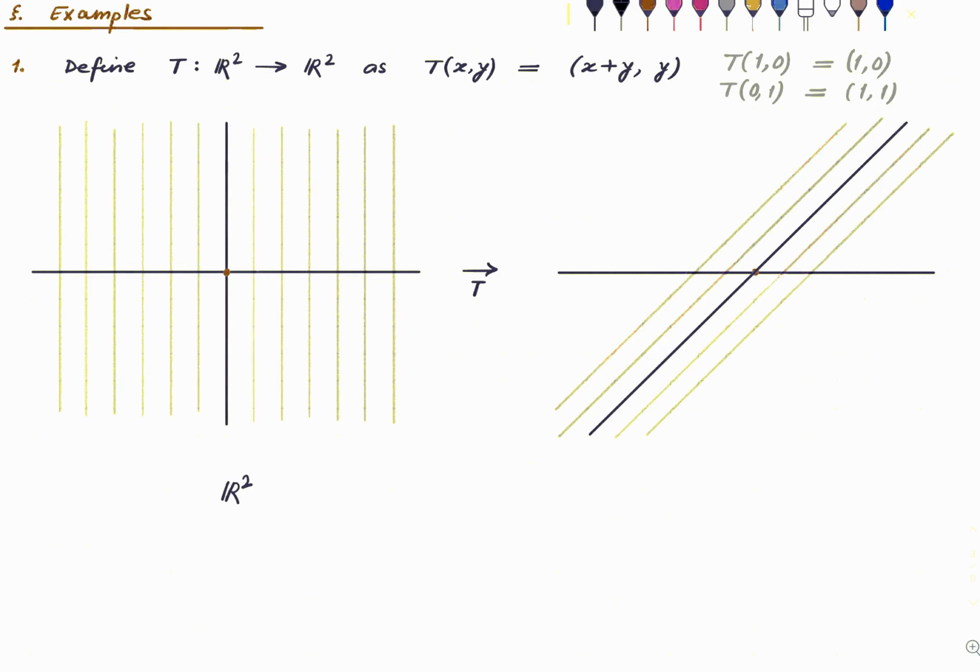So what we see is that the linear map in this case shears the space. It is stretching the space in some way. So just to get a feel for what a linear map does. Okay. More examples.